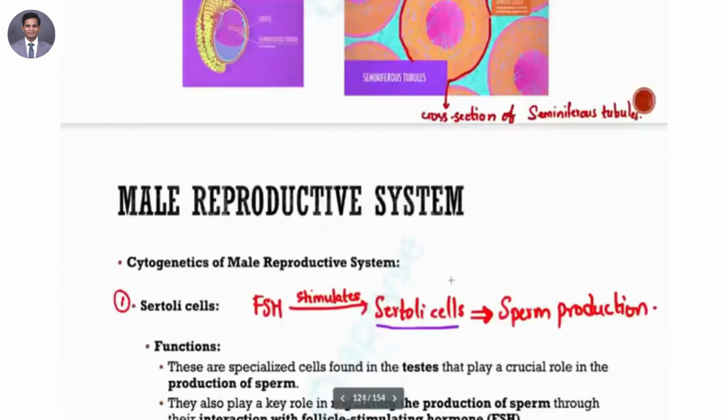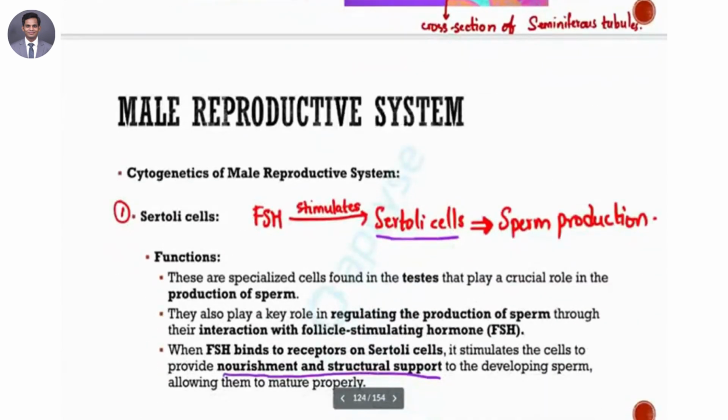So what does it do exactly? The Sertoli cells, if you remember, we said FSH helps in stimulation of the Sertoli cells. Sertoli cells help in providing nourishment and structural support to the sperm. So Sertoli cells are responsible for providing what? The structural and nutritional support to these developing sperm cells. So FSH stimulates the Sertoli cells, and Sertoli cells are responsible for your production of the sperm. Is that clear? First kind of cell.